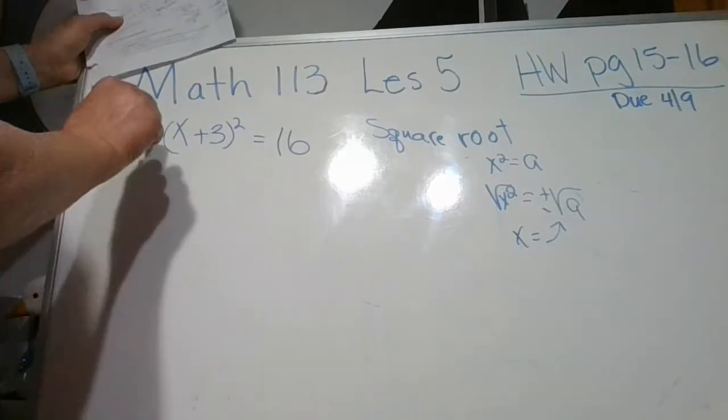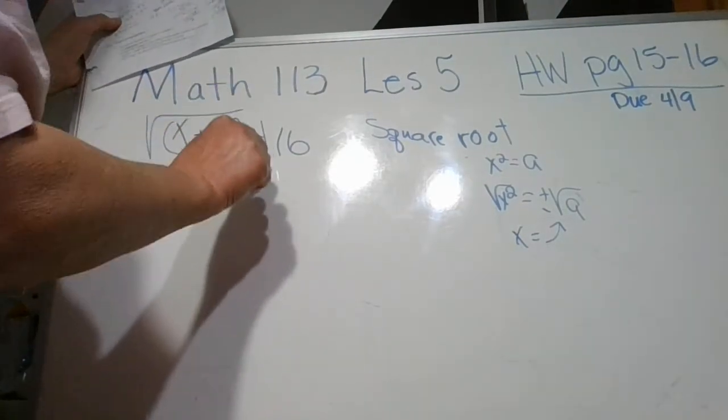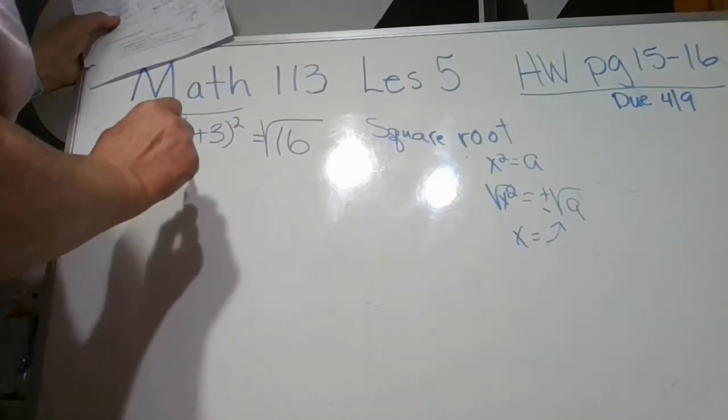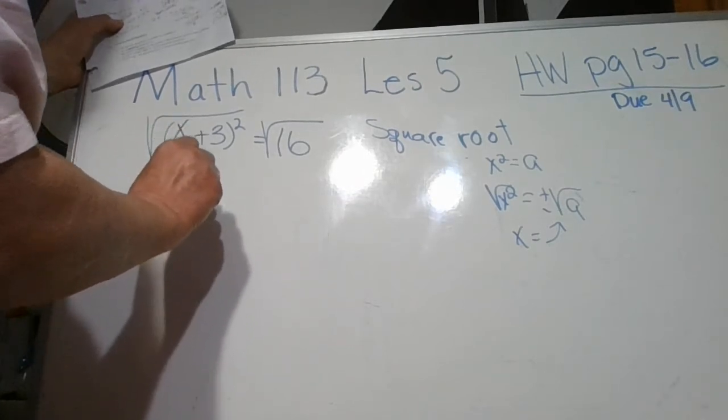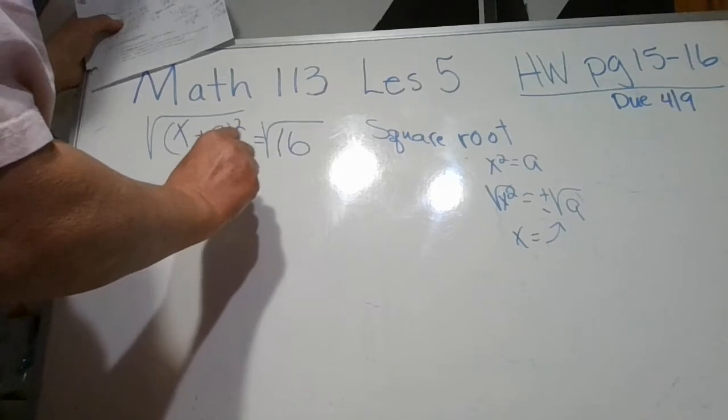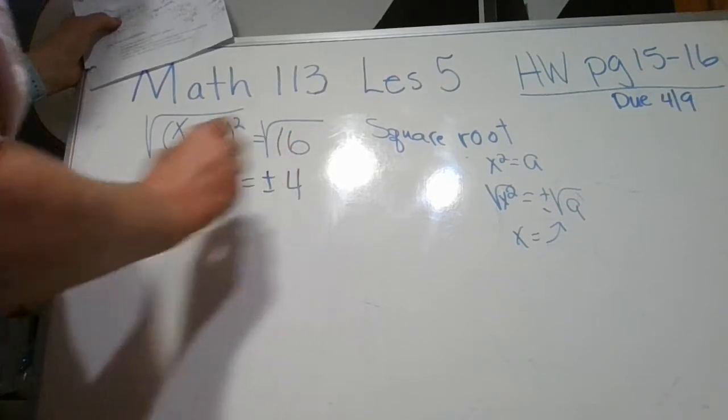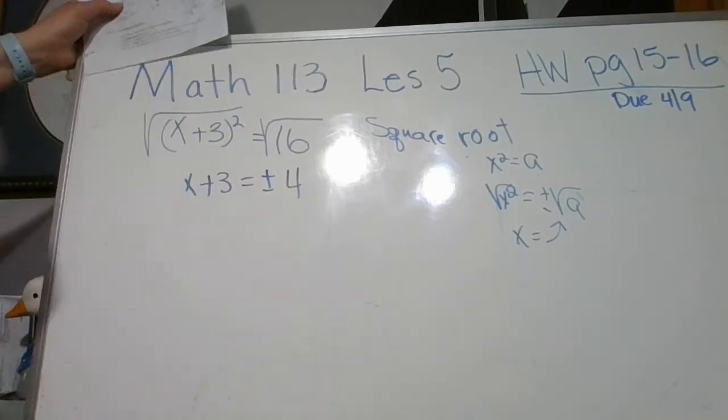So let's look at this. Can I take the square root of this and the square root of this? I can. And that would give me x plus 3 equals plus or minus 4. Are you with me? Took the square root of both sides.